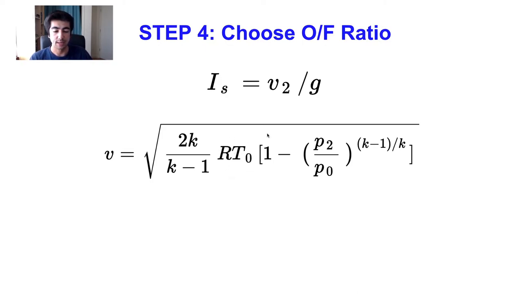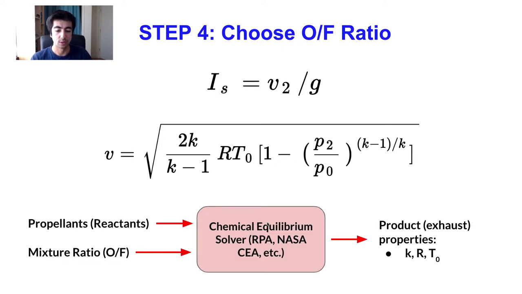And so the way we can iterate over different OF ratios and see the different velocities that we get is using a chemical equilibrium solver. RPA is one of them. That's the one we'll be using, and we'll go over RPA briefly in a second. But there are other ones out there, like NASA CEA. I know there are various others.